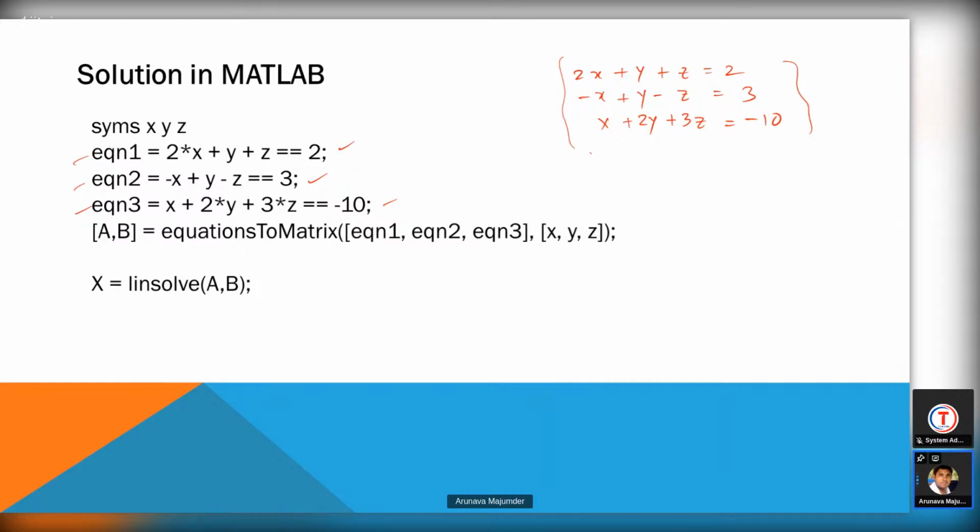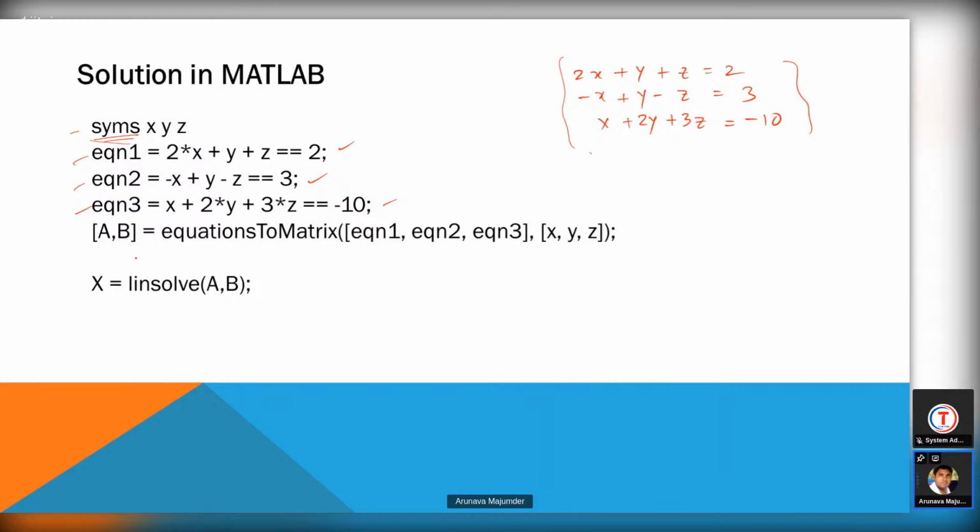Okay, these are actually not commands. Syms is the symbolic notation in MATLAB. That is, syms means there are three variables we use, x, y, and z. So that is why the symbols x, y, and z are used in MATLAB. So syms is just to define the symbols. So equation one is a variable. Just you need to write these three equations like this.